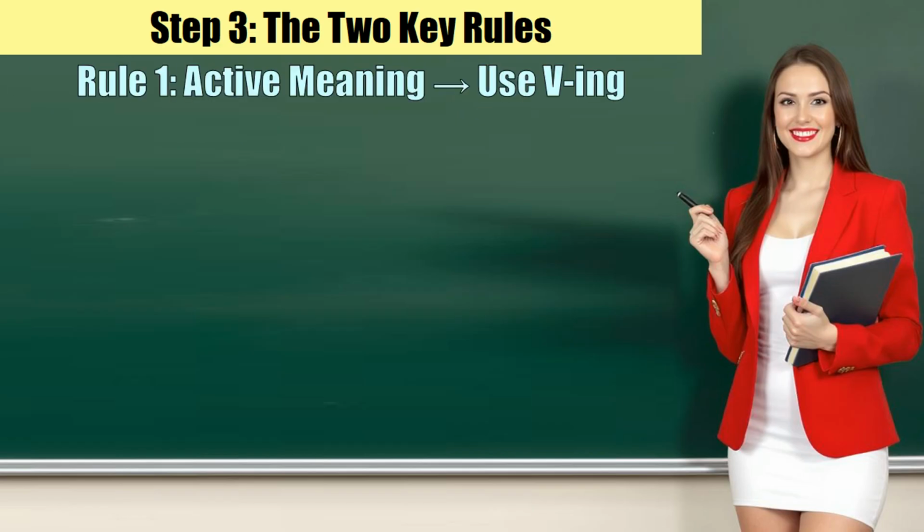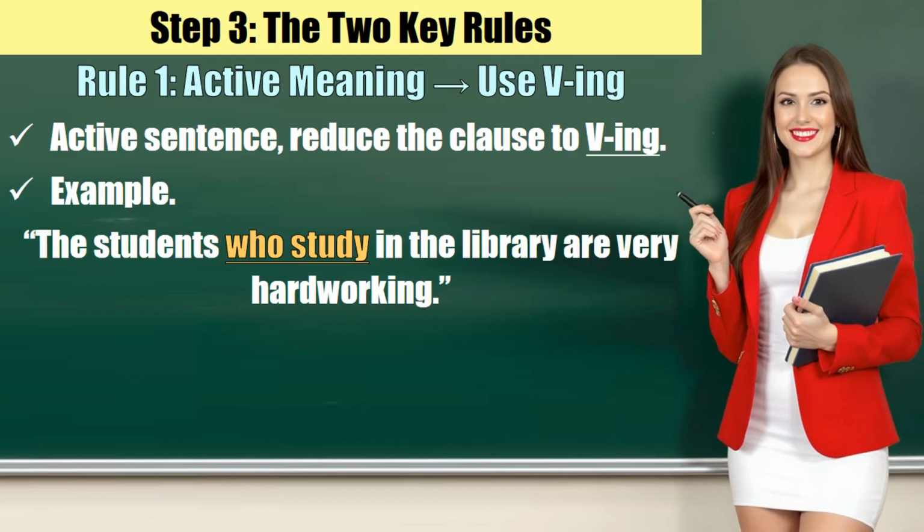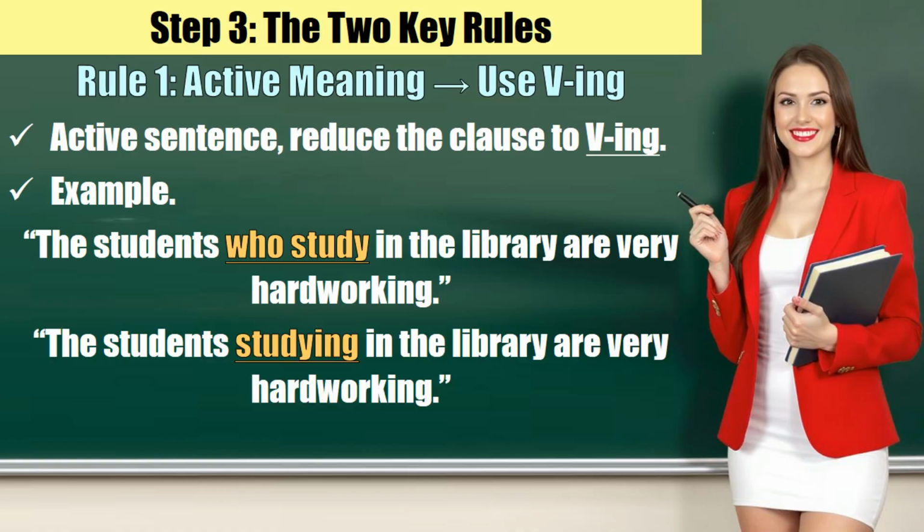Rule 1. Active meaning, use verb-ing. If the sentence is active, we reduce the clause to verb-ing. Let's look at an example. Full clause. The students who study in the library are very hardworking. Who is doing the action? The students study. So the students are active. Now we reduce it. Remove "who." Change "study" to "studying." Result: The students studying in the library are very hardworking.